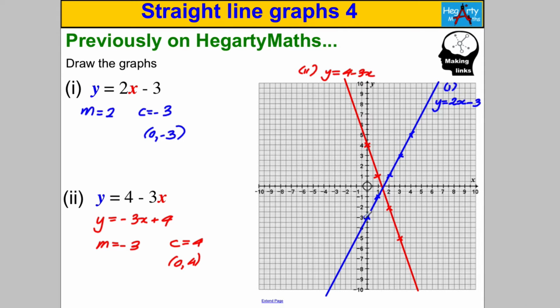That's your y-intercept. As you go to the right one, you go up 2, using the gradient, and that therefore is the first one. The red line is the answer to the second one. It's got an intercept of 0, 4, and it's got a gradient of negative 3. So as you go right 1, you go down 3. So I need you super good at that skill.